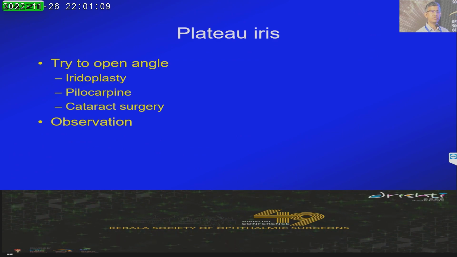So when you have Plateau iris, what can you do to open up the angle? Because it is blocked because you have a bulky iris process sitting there. So what can you do to open up the peripheral iris? One thing that you can do is try pilocarpine. I typically would give pilocarpine once a day at night, and that is sometimes enough to just open up the angle. The other thing that you can do is iridoplasty, which I'll talk about a little later, or you can consider early cataract surgery in these patients.